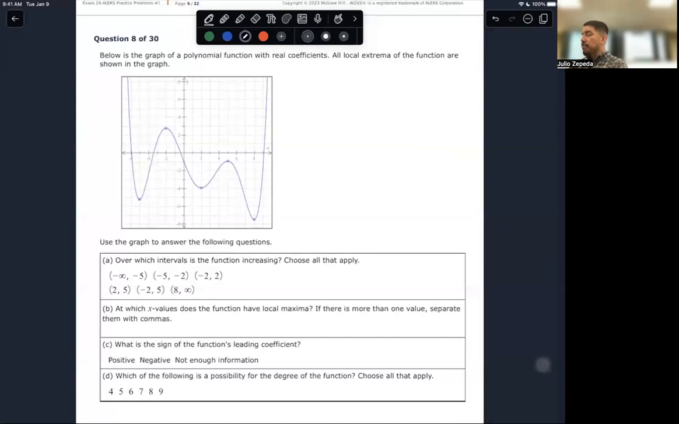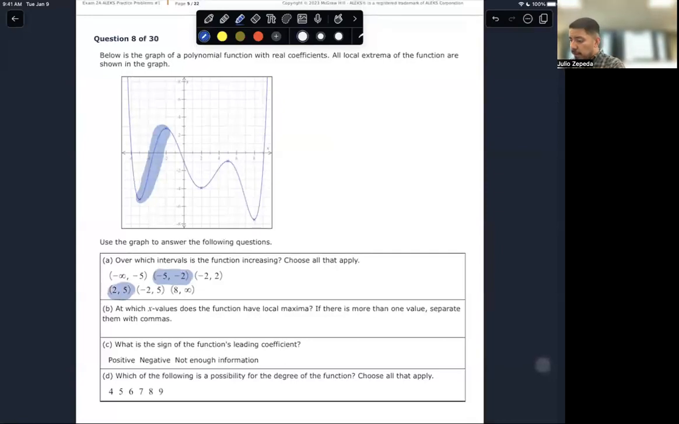Over which intervals is the function increasing? Can somebody give us one of the intervals over which the function is increasing? -5 to -2. That's this interval here. Yeah, the function's increasing there. Good. What's another one?